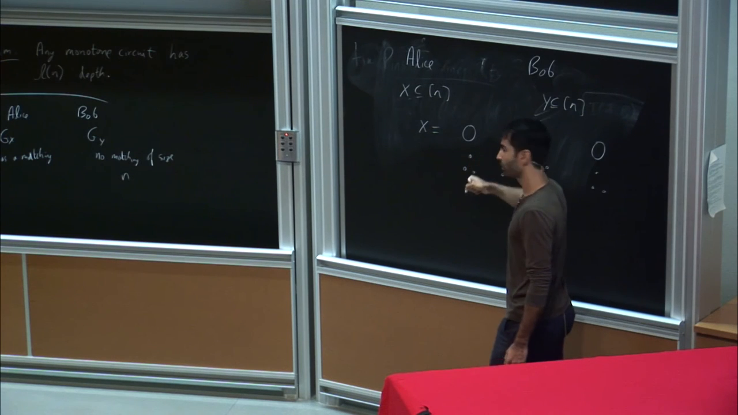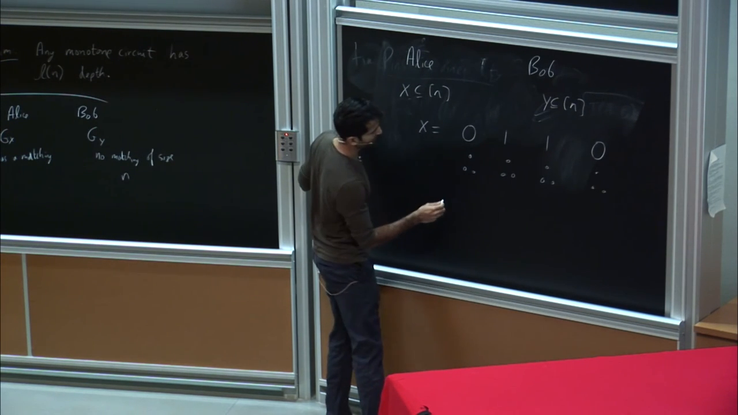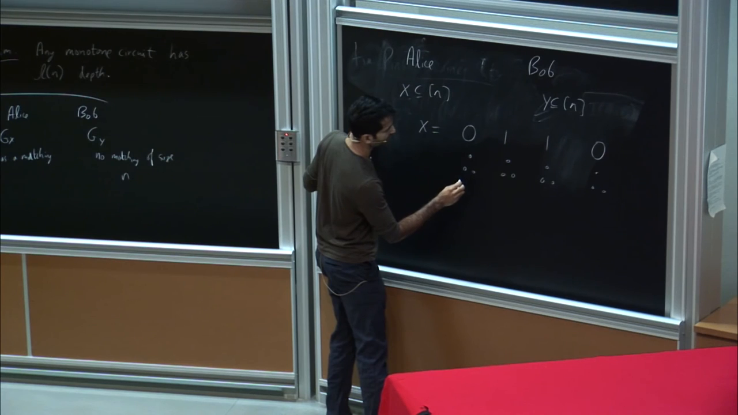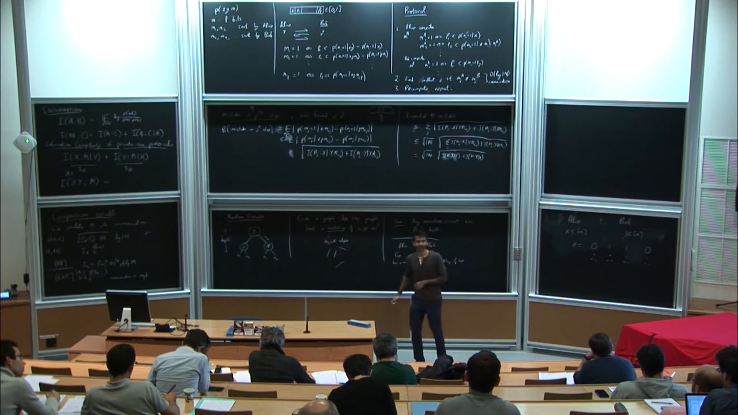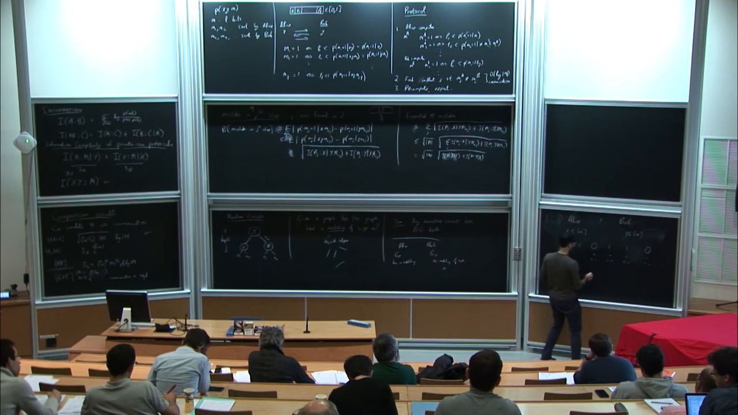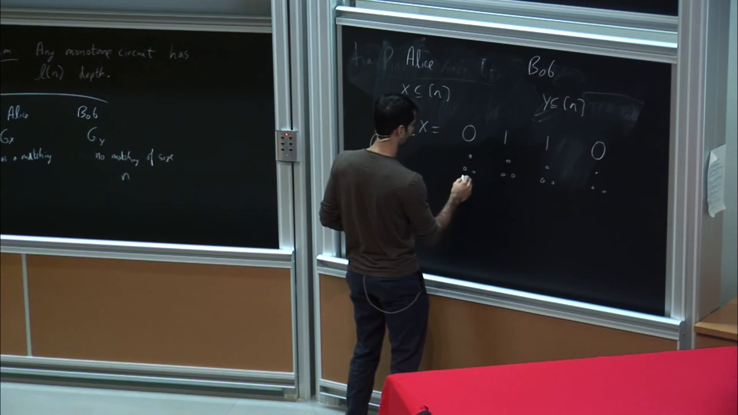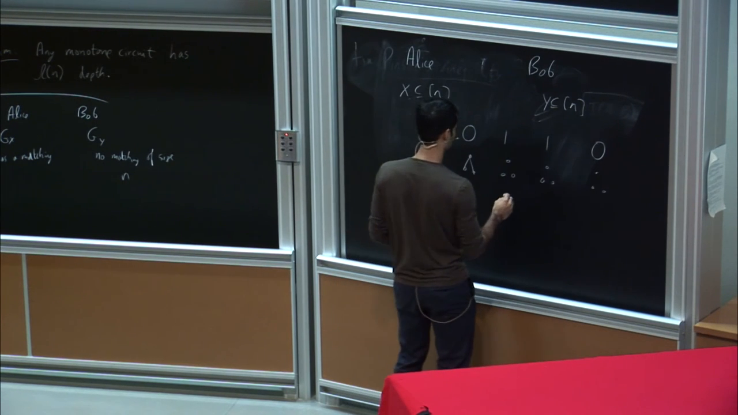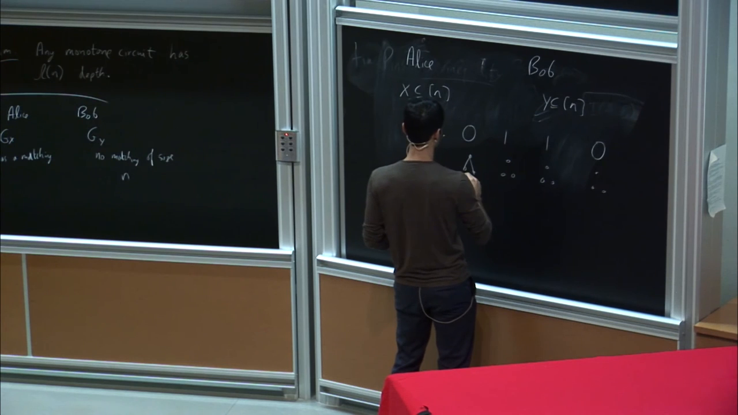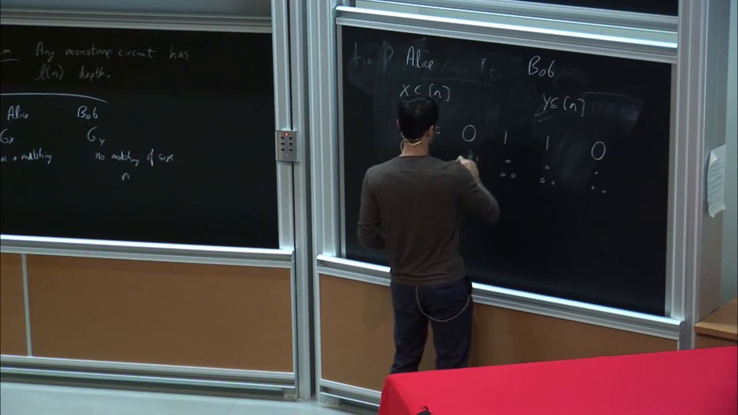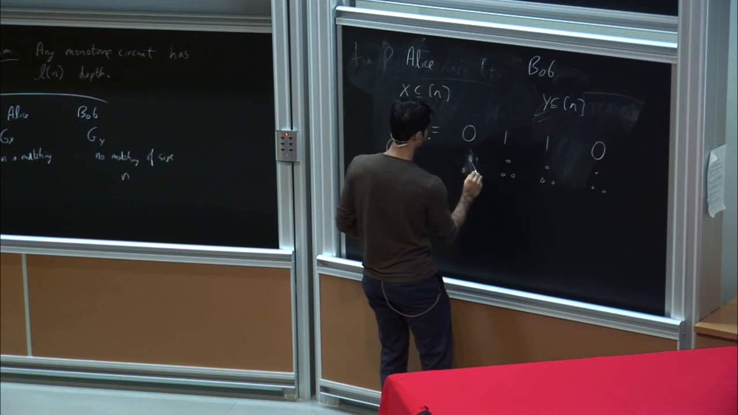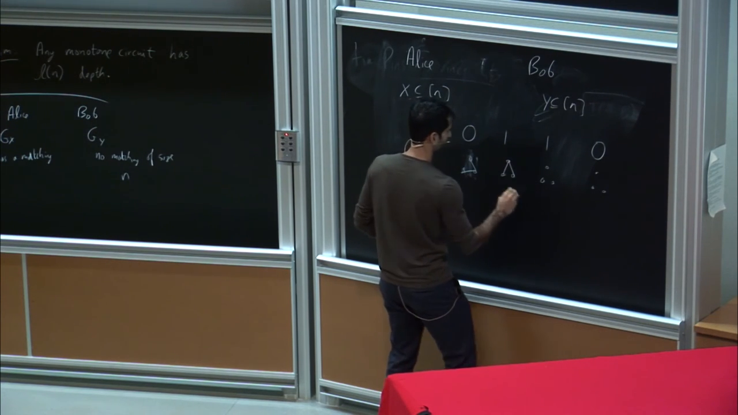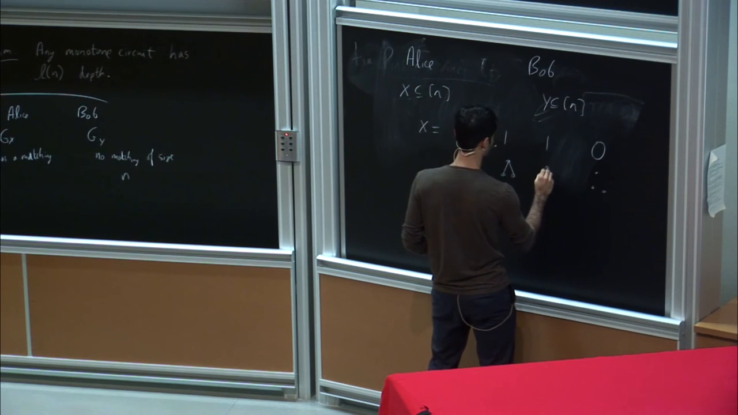Everywhere that she sees a 0, she's going to put something like... I probably got this wrong. All right. She's going to put, I believe she's going to do this. All right, I hope this will work out.